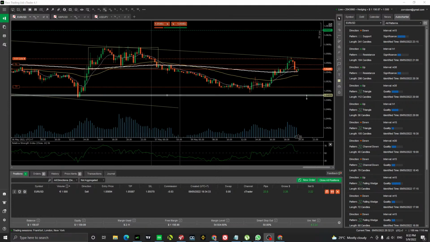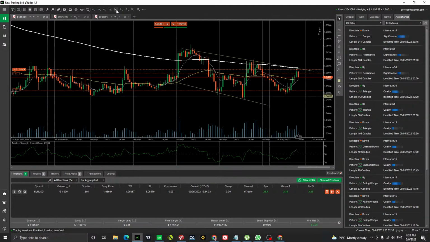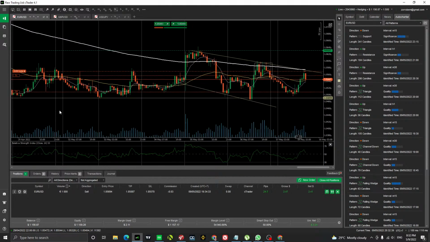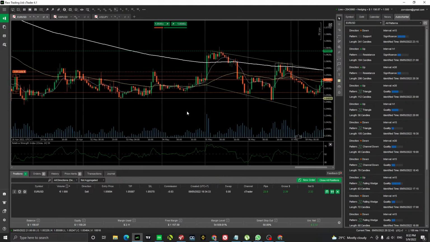Now I also put a support line here, and so that should be the support. If I move up, let's say 1 hour, this is where I put my support because it touches a lot of bouncing areas here.